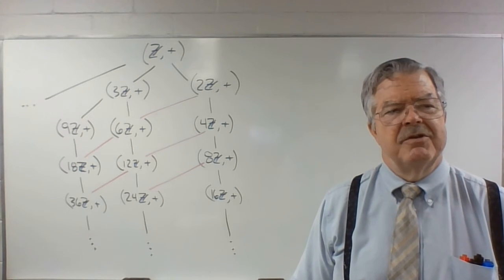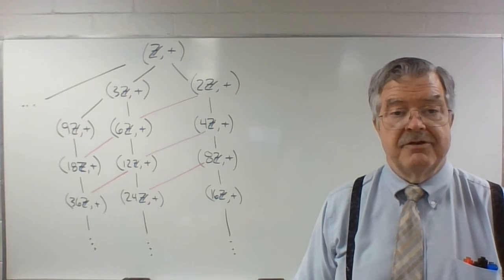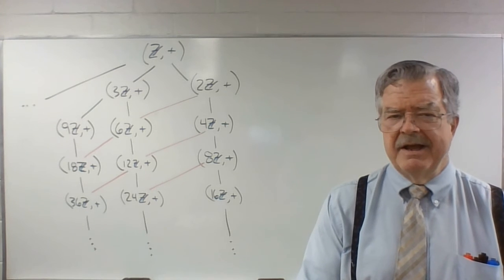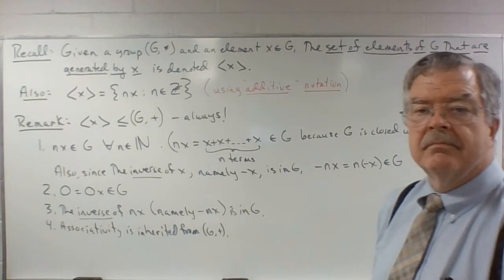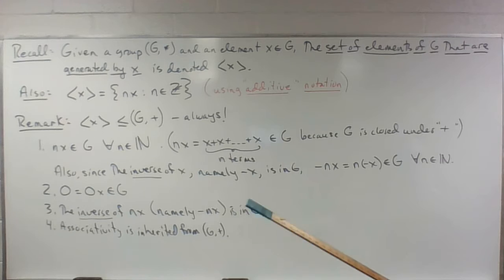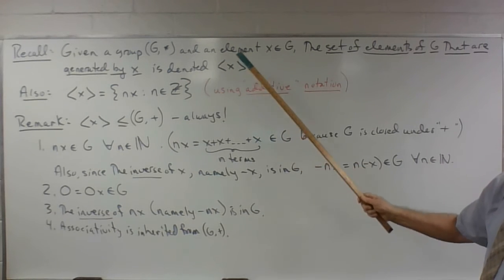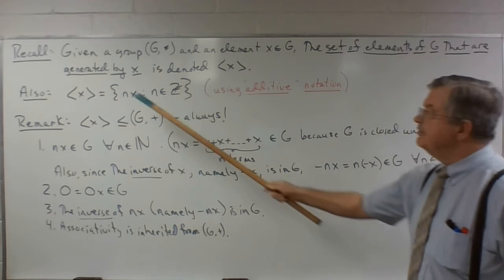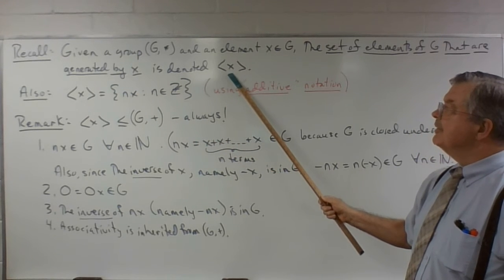And I think in future examples, we will on occasion use lattice diagrams to show the subgroup structure, especially for finite groups that have finitely many subgroups. Recall this: given a group G and an element X in G, the set of elements of G that are generated by X is denoted this way. And this represents the set of elements generated by X.